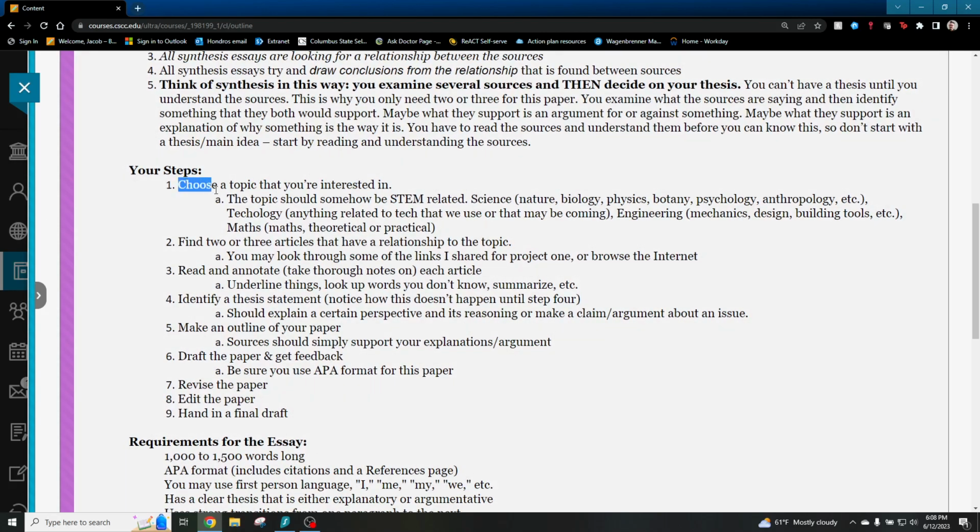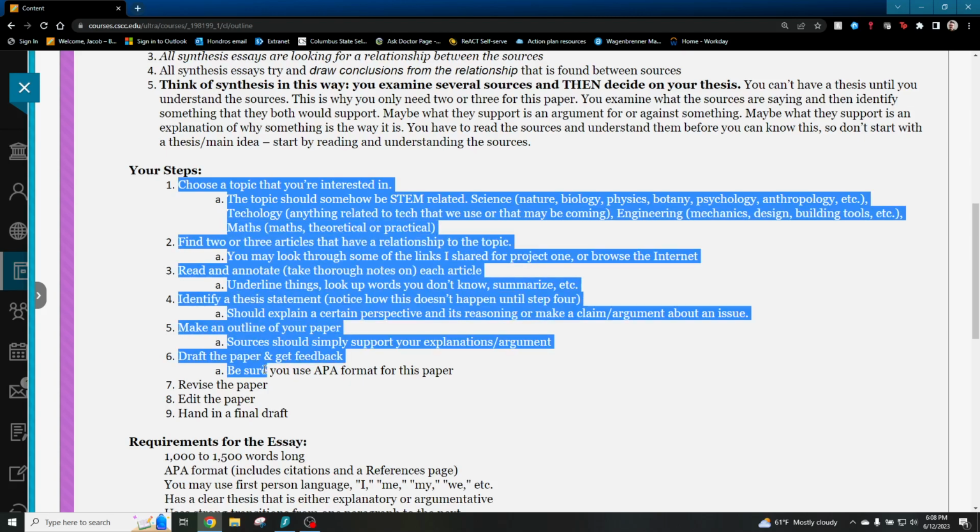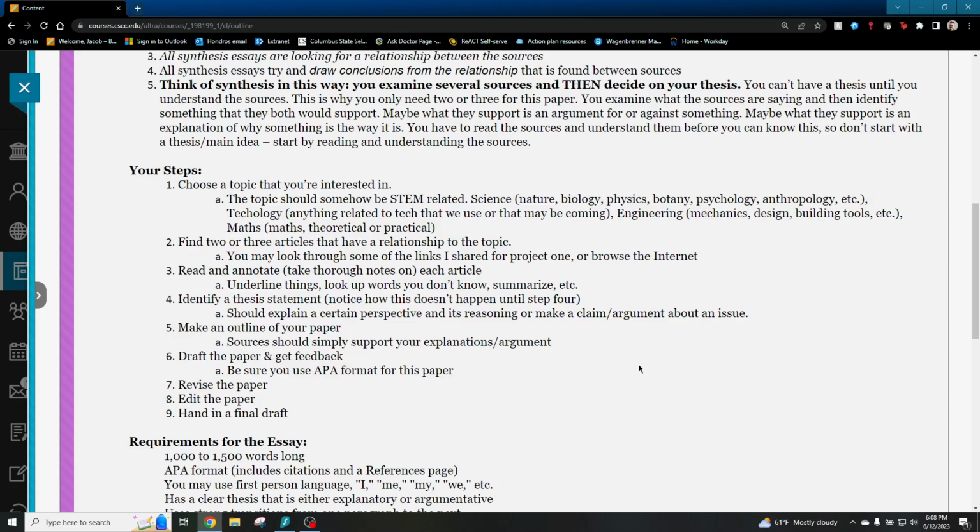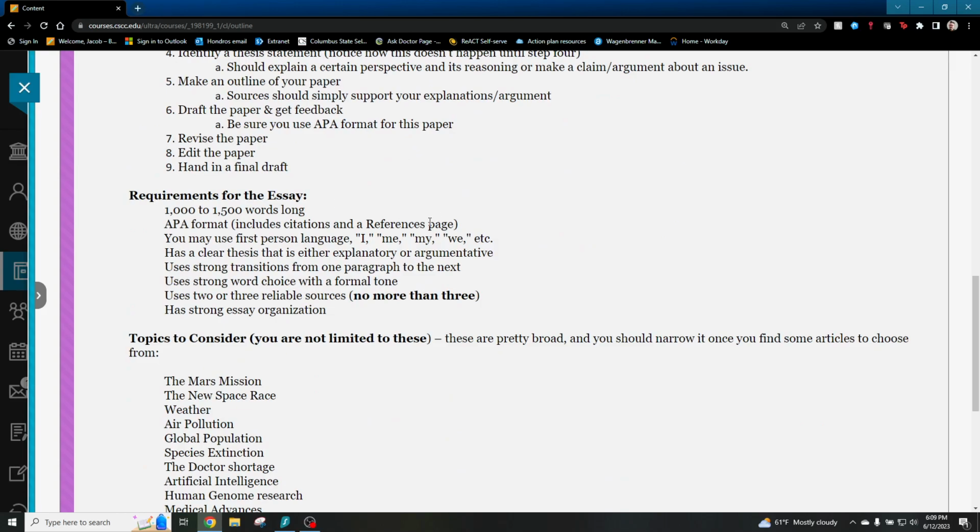We have a list of steps here that you will be following over the course of this unit. I will let you read through those on your own. I don't know if there's anything here that I really need to point out to you. Here are the requirements for the essay. Again, 1,000 to 1,500 words long.